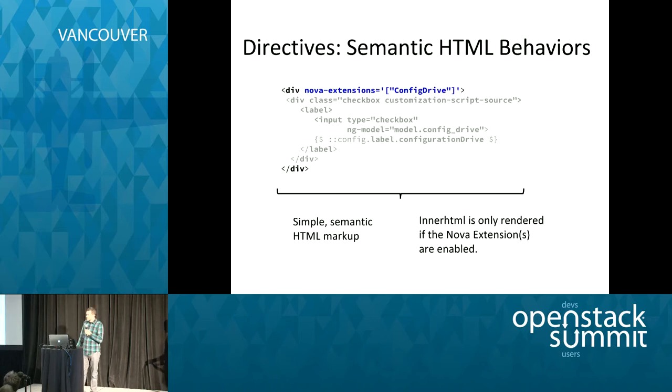I want to talk a little bit about this. This is something that's really cool with Angular. You have what are called directives, and a directive is a way to essentially mark up your HTML with semantic behavior or visual components. In this case, I say Nova extensions here, and I say config drive. This is a directive that is going to make a dynamic decision, based on whether this Nova extension is enabled, about whether or not to show the content in there. So it's easy to read. You look at your markup and you can say, this markup in here is for a particular Nova extension, and it's going to ensure that you only see it if that Nova extension is actually enabled in your environment. It does that by inspecting the service catalog and talking to Nova.